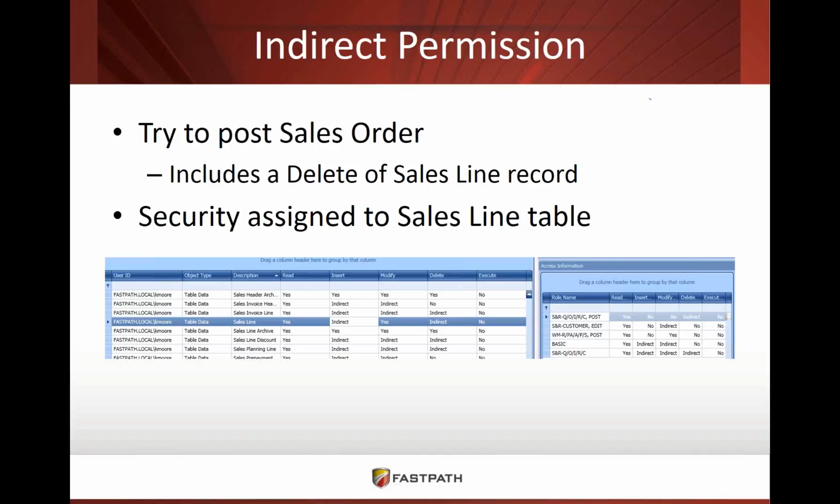My example is that I'm trying to post a sales order. When I post a sales order, one of the things that occurred was I deleted a sales line record. On the line I highlighted here in the middle, I can see this user K Moore. On sales line, they have yes, they can read. They have indirect permission to insert, they have yes modify access, and they have indirect delete access. What that's telling me is when I go to post a sales order and delete that sales line record, I'm actually pulling in this indirect permission.